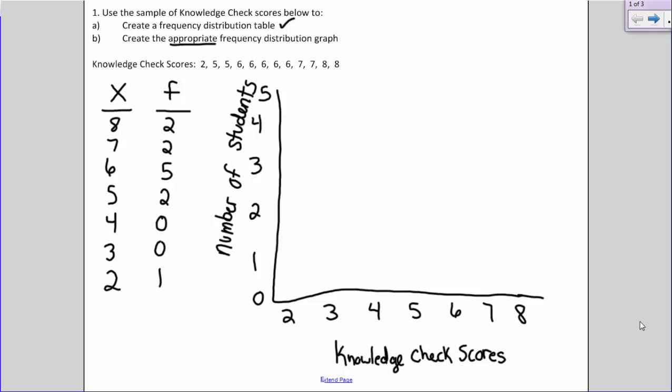Okay, so how many 2s did we have? We had 1. How many 3s? 0. How many 4s? 0. How many 5s? We had 2.